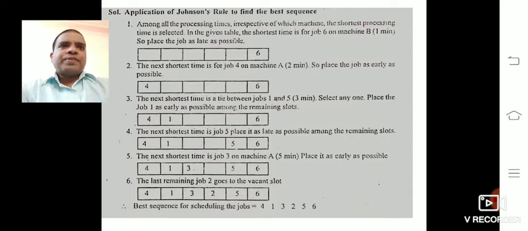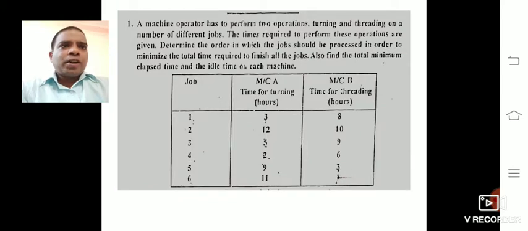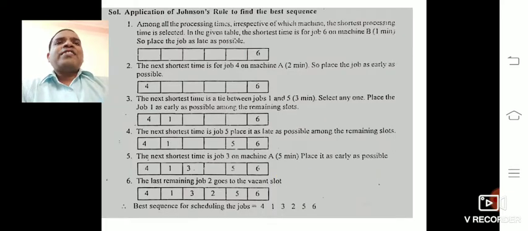Now in the second step, the next shortest time is 2 minutes, for job 4 on machine A, so place the job as early as possible. After the processing time of 1, the next shortest processing time is 2, that is job 4, which occurs in the machine A column. So we place the fourth job as early as possible, towards the left.